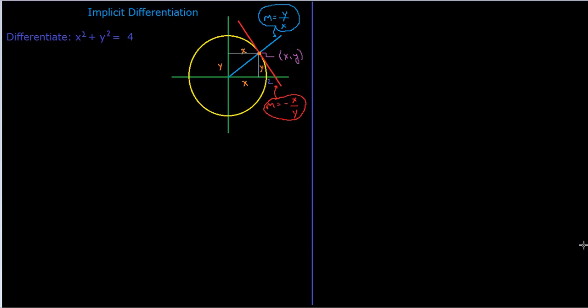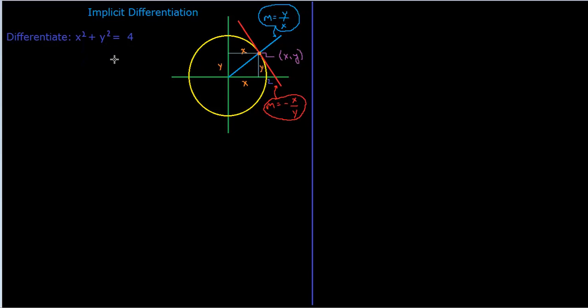In this video, we're going to introduce implicit differentiation. And to illustrate this idea, we're going to first consider the equation of a circle of radius 2, x squared plus y squared equals 4. Now, before we go into implicit differentiation, one thing I want to emphasize is that this is simply an application of the chain rule, which we've already seen.